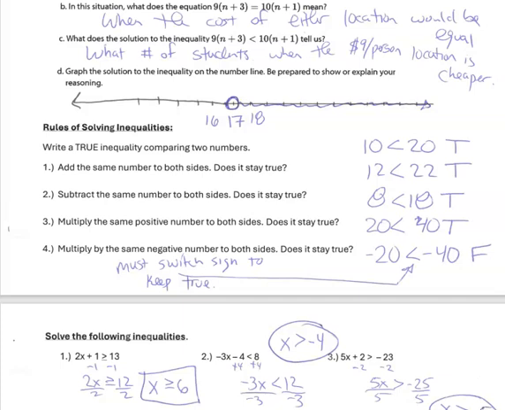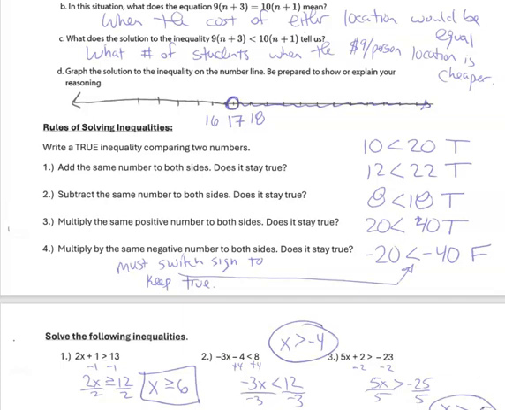Now this is where it gets a little tricky. If you multiply by a negative number, you end up with negative 20 is less than negative 40, which is false. So it went from being true to being false. And the only way that you can keep it being true would be to switch your symbol. What that tells you is that when you are solving an inequality, you solve it just like a normal equation, but if you multiply or divide by a negative, you have to switch your sign.